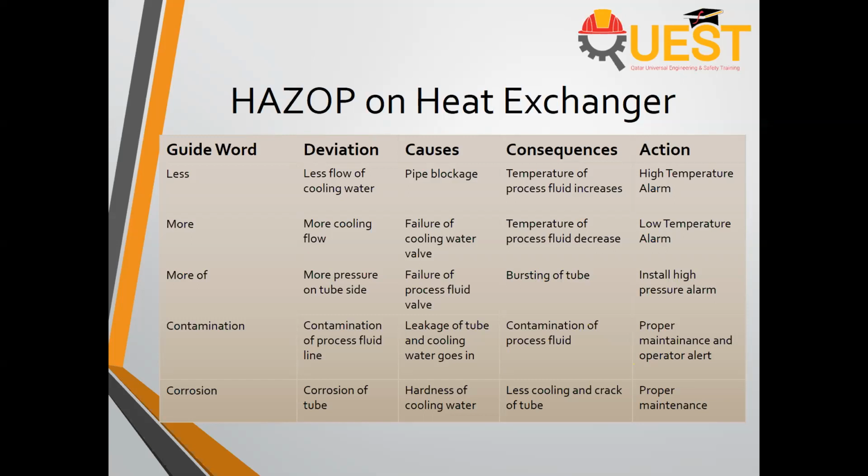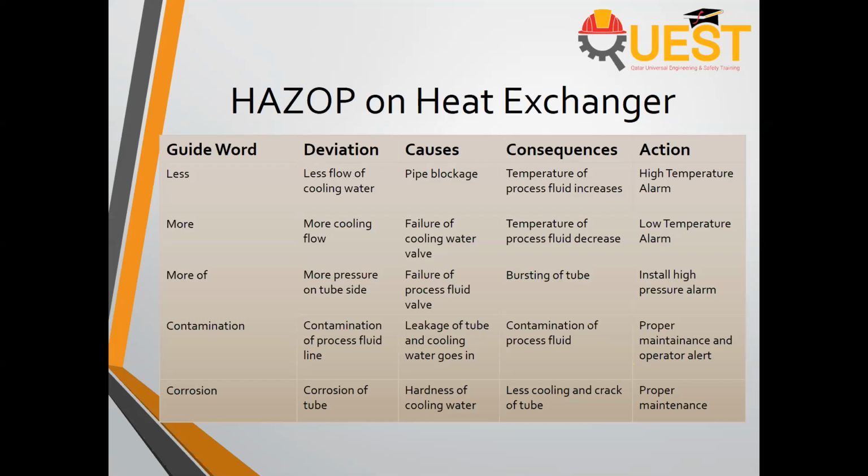The cause for this will be the failure of the process fluid valve, which will give more pressure on the tube side. If there's more pressure on the tube side, the consequence may be the bursting of the tube. And the action to avoid the bursting of the tube is to install a high pressure alarm. The high pressure alarm will indicate to the operator to reduce the pressure by changing the parameters and by noting down the situation before any sort of mishap.